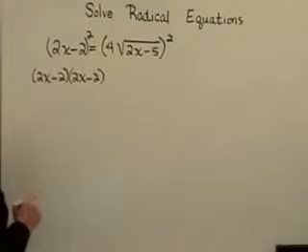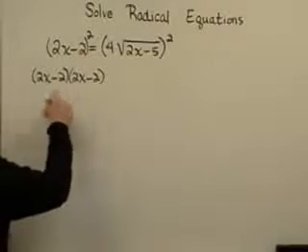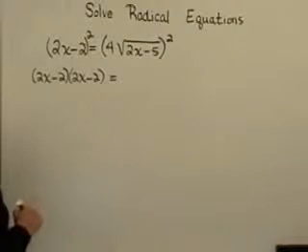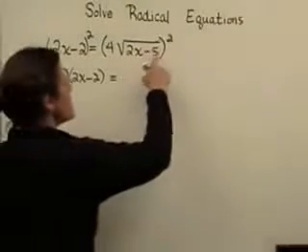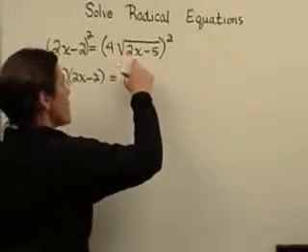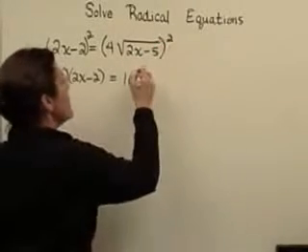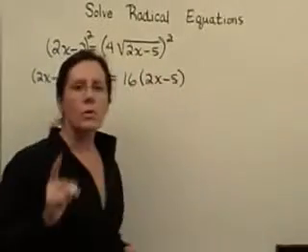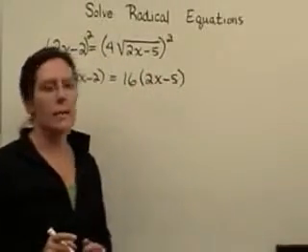But I'm going to take 2x minus 2 and square it, and that's what this means. I have a lot of people who aren't thinking that when I ask you to take a binomial squared. On the right-hand side, 4 squared is 16, and the square root of 2x minus 5 squared is 2x minus 5. The radical is gone.